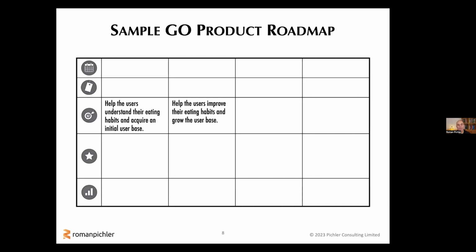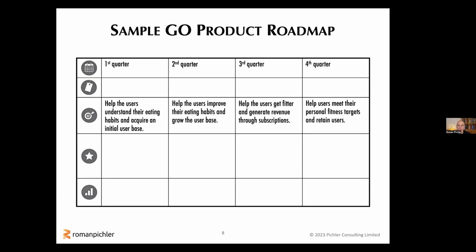Now, a second goal might be to help the users improve their eating habits and grow the user base, so another acquisition goal, and then help the users get fitter and generate revenue, and finally help the users meet their personal fitness targets and retain the users. And so I've identified goals, and then I've ordered them, I've prioritized them in such a way that a meaningful progression, a meaningful journey is generated. So that those goals are connected in a meaningful, logical way.